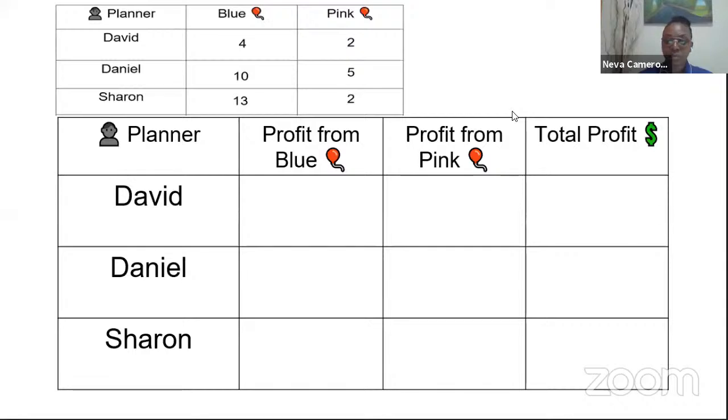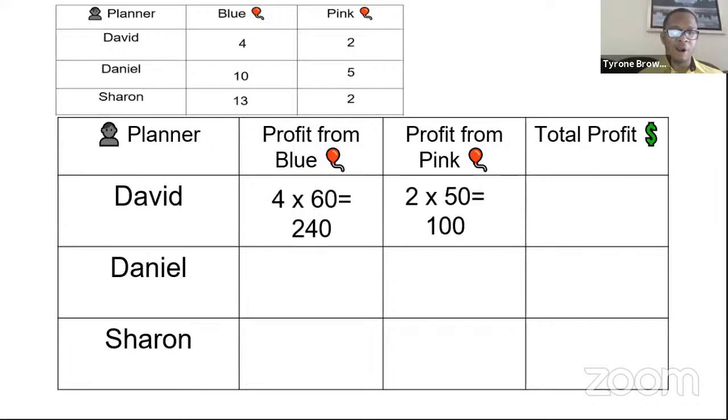I'm also seeing them calculating the pink balloon. They're actually going ahead and multiplying 50 by 2. So perhaps we just need to ask them to give us the totals. Remember, you're supposed to have your calculator, students. So we have this so far: 240 for the blue balloons and 100 for the pink balloons. So what would have been the total they're getting? I see the totals coming in, 340.